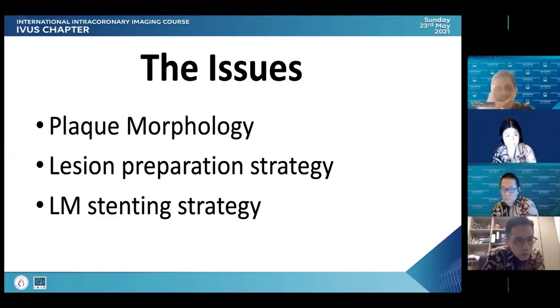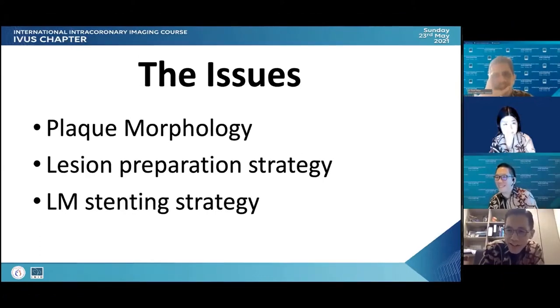And when it comes to stenting, I think it's an upfront two stent strategy. And knowing Fauzi, I'm sure it's a DK crush. It's just like another day in the office for him.